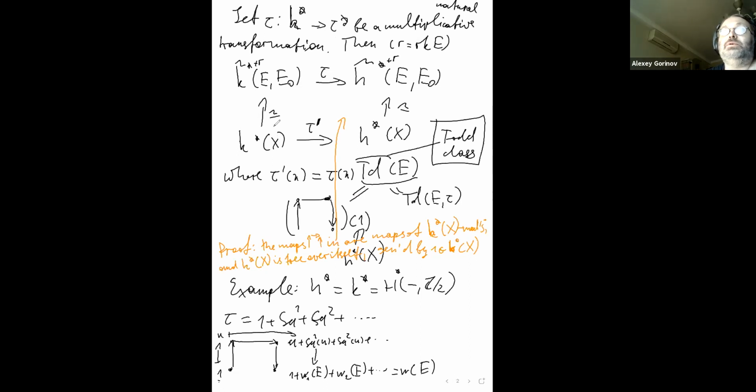Now let's look at this arrow. Well, this arrow is a map of k of x modules by definition. Now let's look at this arrow. This arrow is a map of h of x modules, so it's a map of k of x modules. So the inverse is a map of k of x modules too. Does this make sense? Are there any other questions, comments, remarks?